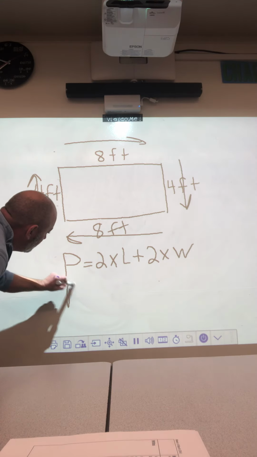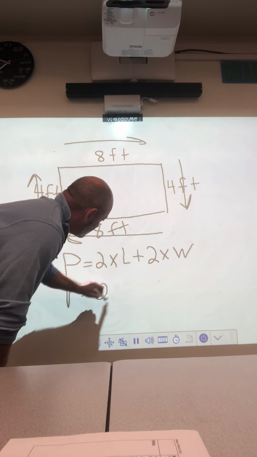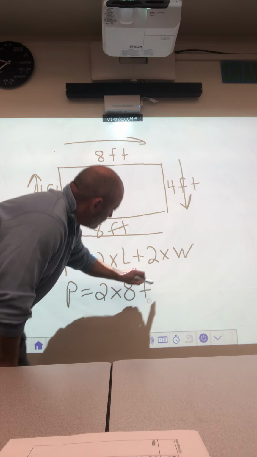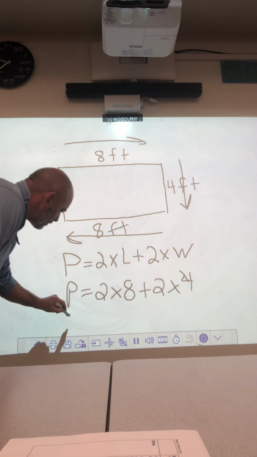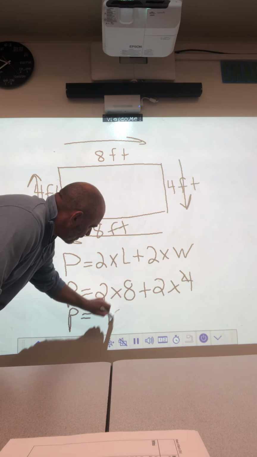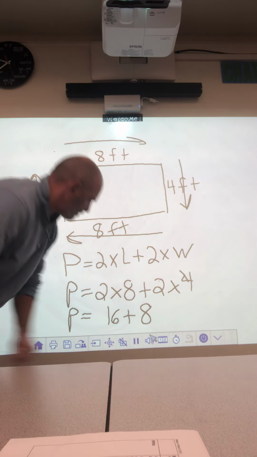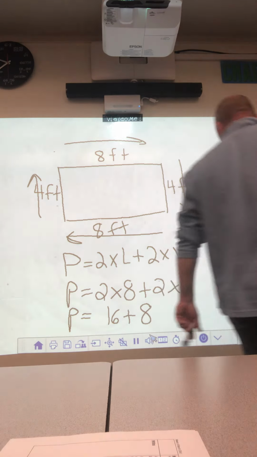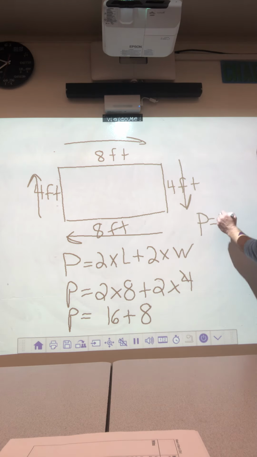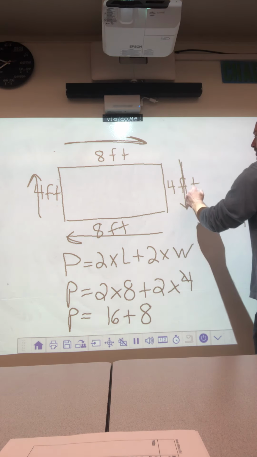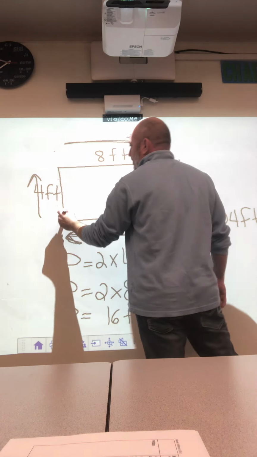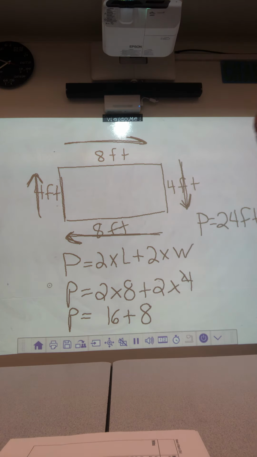So in this case, we have 2 times 8 plus 2 times 4. I have 16 plus 8, and that's going to give me a perimeter of 24 feet. So it is 24 feet: 8, 4, 8, and 4 is going to give me my 24.